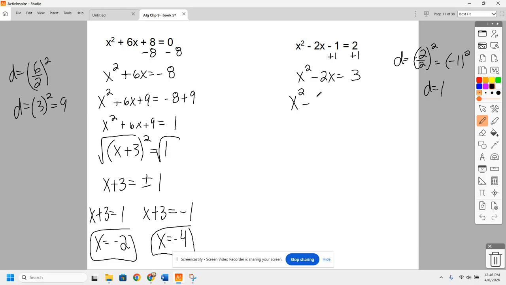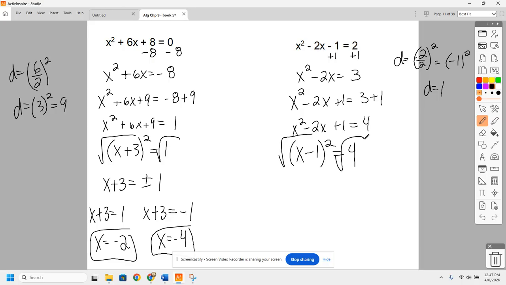I have x squared minus 2x plus 1 is equal to 3 plus 1. X squared minus 2x plus 1 is equal to 4. Perfect square trinomial is going to be x plus b divided by 2, so negative 2 divided by 2 gets you negative 1 squared is equal to 4. Solve by square roots. Square root both sides. X minus 1 is equal to plus and minus 2.